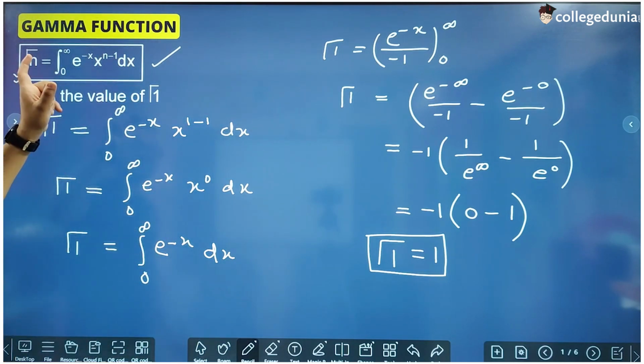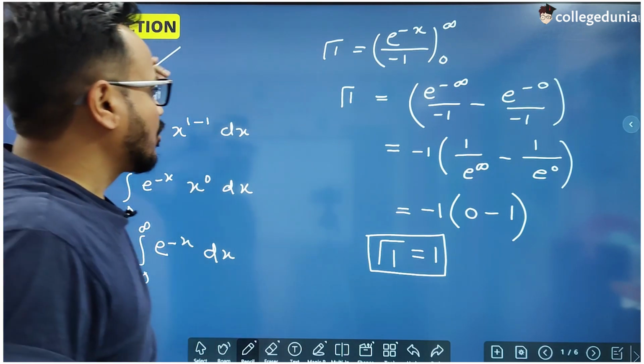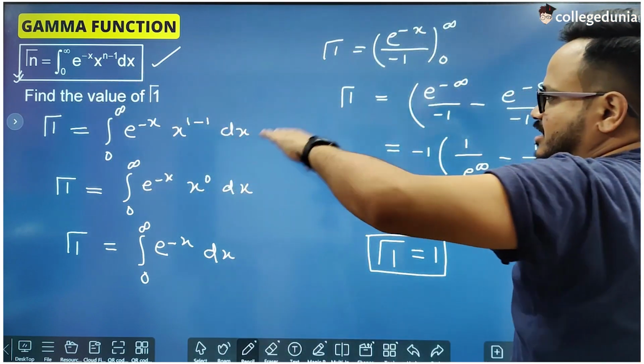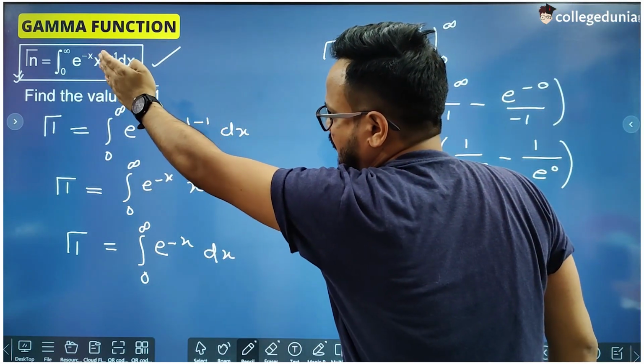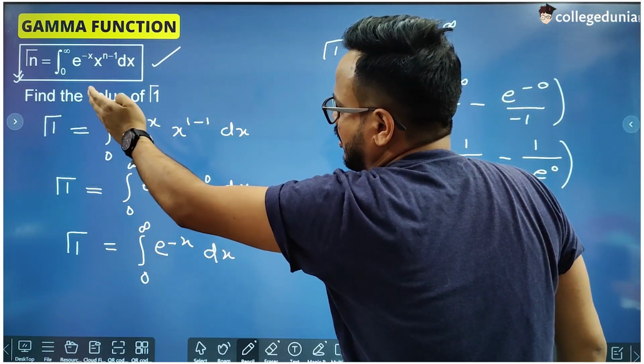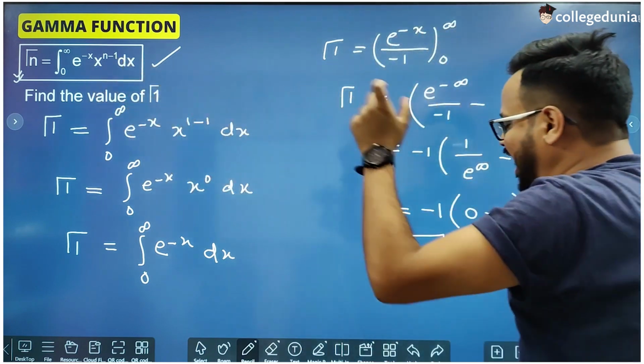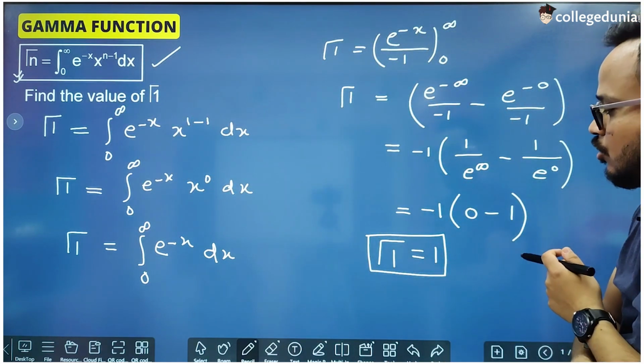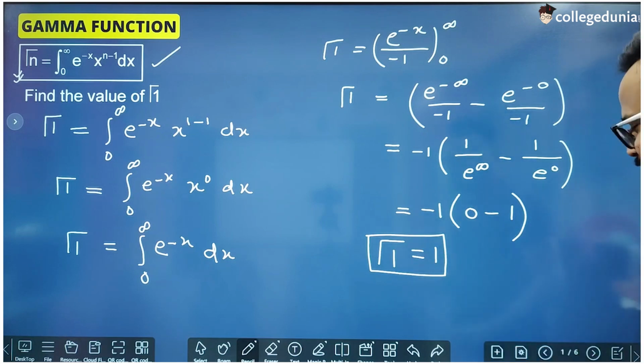So in this example we can clearly see how we can use this gamma function to find the gamma function for any value n, and we have to remember this result also, that gamma 1 is 1. Okay.